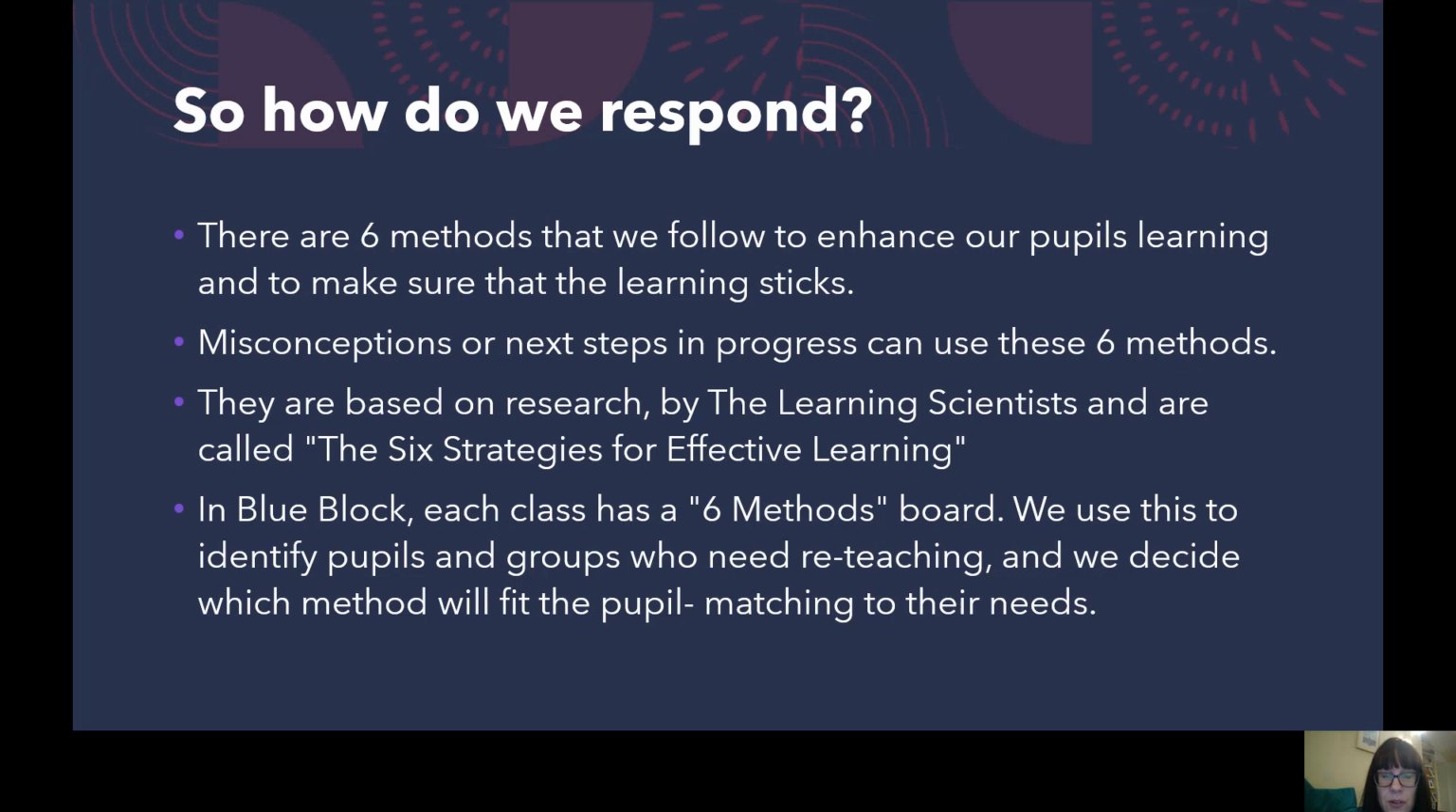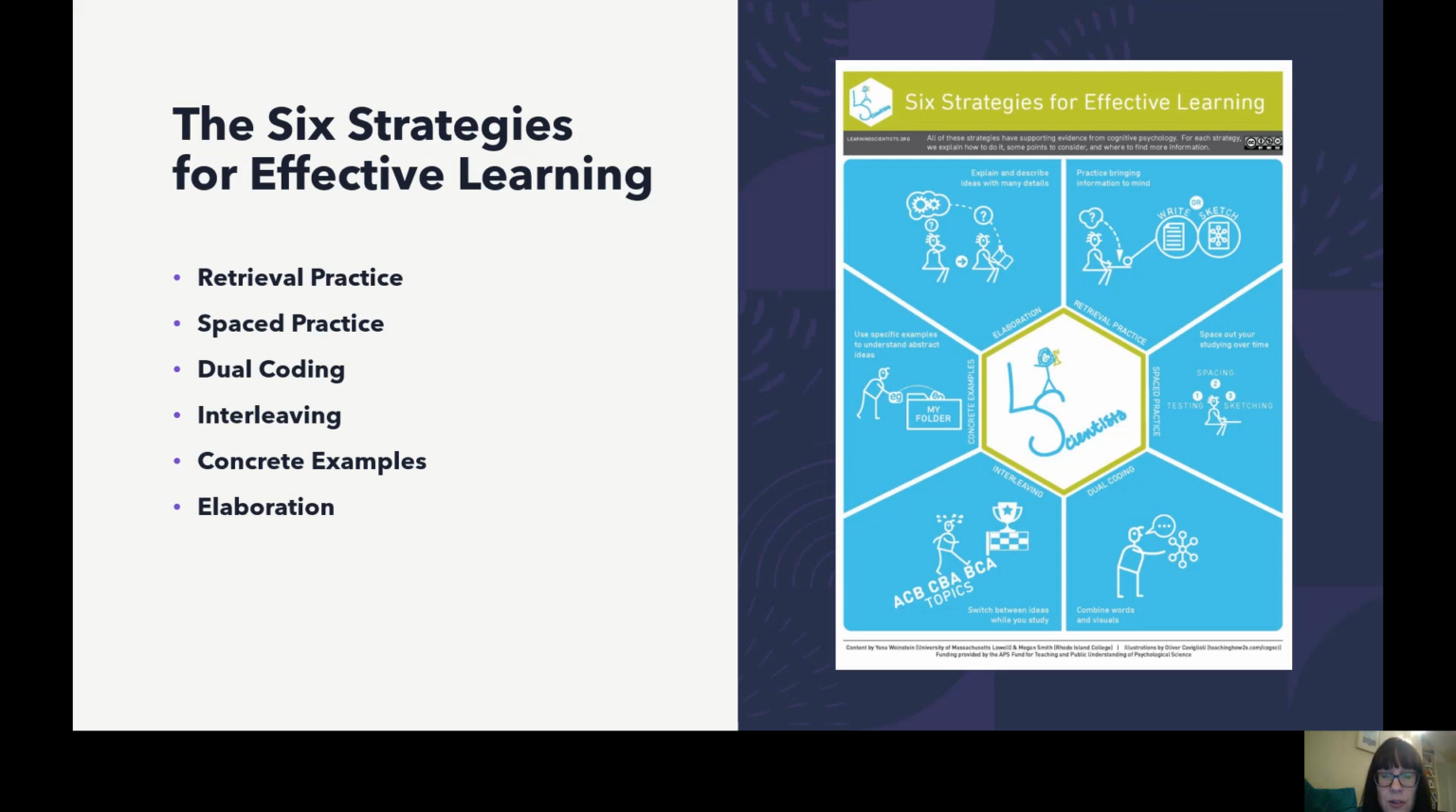And in Blue Block, each class has a 6 methods board. And we use this to identify pupils and groups who need reteaching, and we decide which method will fit the pupil, of course, matching to their needs. If you want to have a look, you are more than welcome to pop into my room and have a look. It's the one by the internal door. And so here they are. These are the 6 strategies for effective learning.